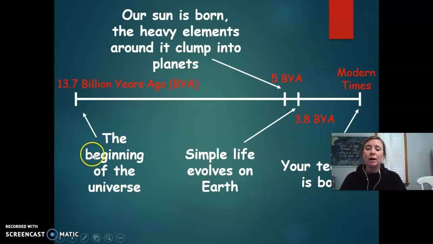So hypothetically, scientists believe the universe is about 13.7 billion years old. And once again, they're able to figure that out through radiation, and I'll explain what that looks like here in a minute.